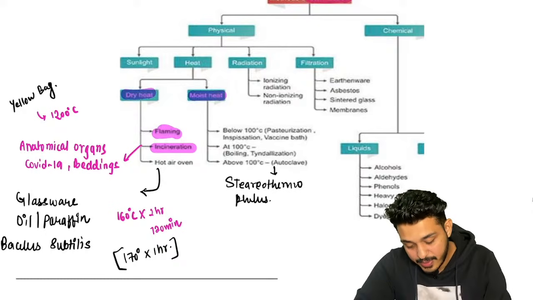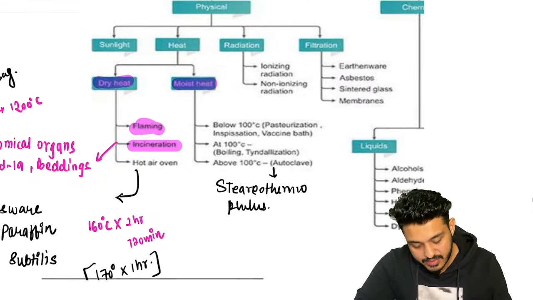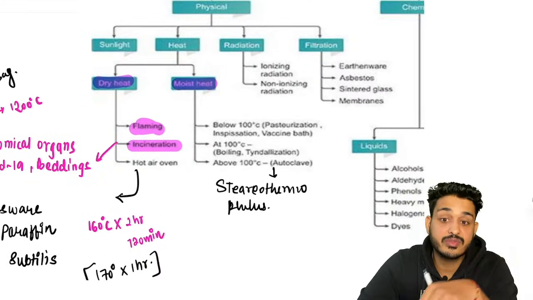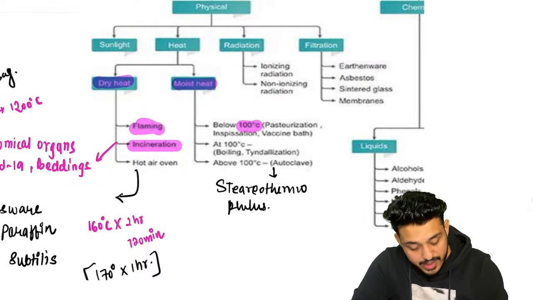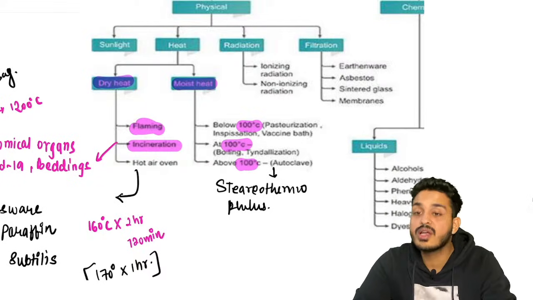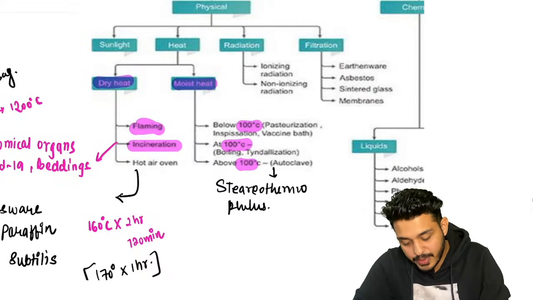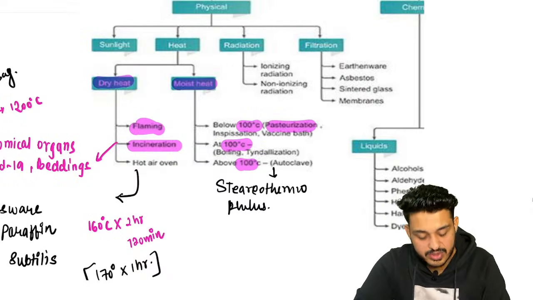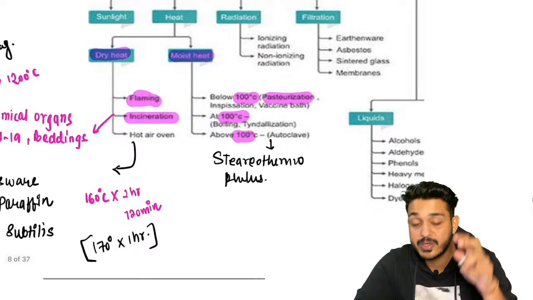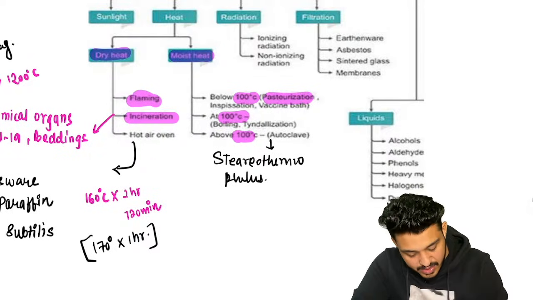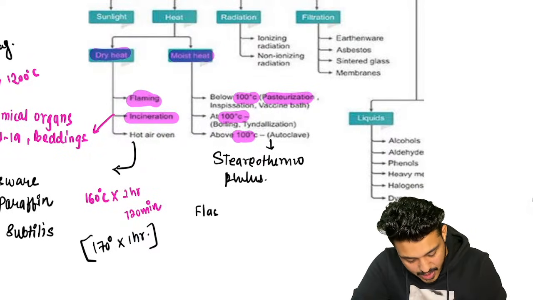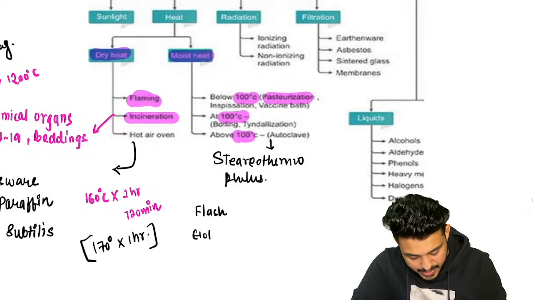Next is the other method of sterilization by heat. This is divided on the basis of temperature. We have below 100, above 100, and at 100 degrees Celsius. Below 100 is pasteurization. Remember, beta, we have two methods of pasteurization. The first is the flash method. Another one is Holder's method.